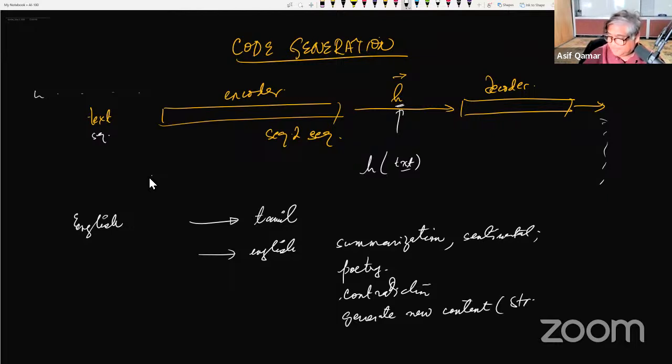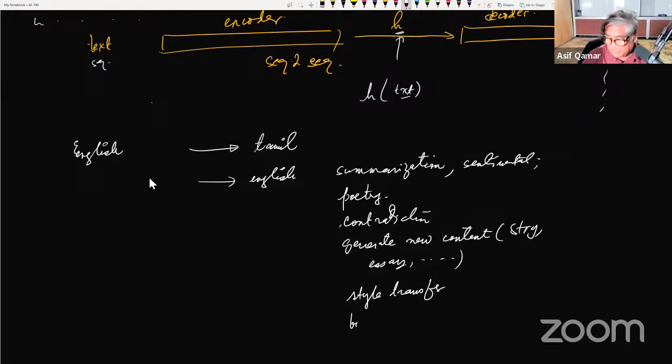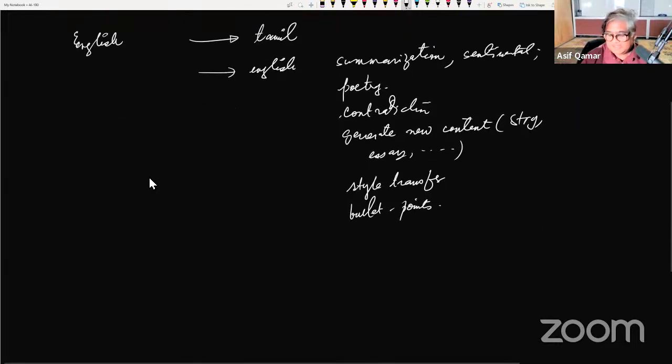such as a story or essay. In fact, that's the typical use case of ChatGPT these days, or chat models. Document style transfer. Bullet points. What bullet points it, right? You can extract knowledge graphs from it. That's interesting.